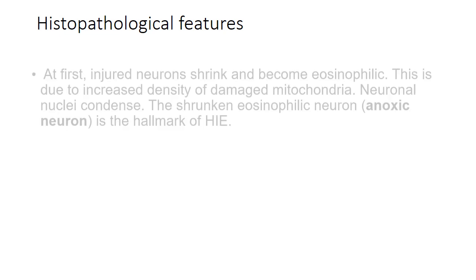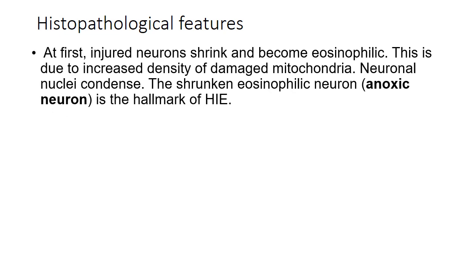So now coming to the histopathological features. At first, the injured neurons shrink and become eosinophilic. This is due to increased density of the damaged mitochondria. Neuronal nuclei condense, and the shrunken eosinophilic neuron, also called the anoxic neuron or the red neuron, is the characteristic hallmark of hypoxic ischemic encephalopathy.